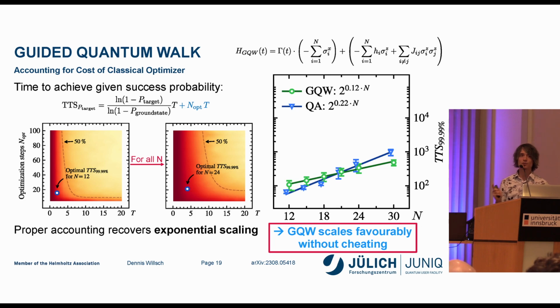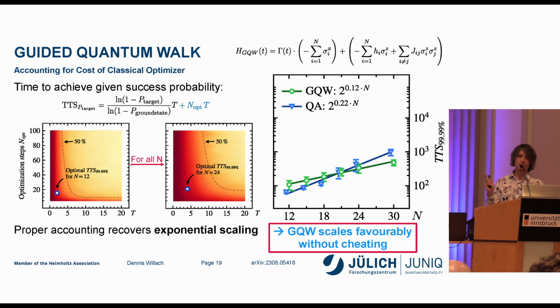Now, if we look at the guided quantum walk, we see a linear scaling as a function of the number of qubits. And this is the point where all the alarm bells should ring, right? Because how can this scaling be linear if we're solving an NP-complete problem, right? So this is the point where we notice that we are sort of cheating. We need to take into account the classical optimization. It's only 6 hyperparameters, right? But still, it's a lot for small problems up to 30 qubits.